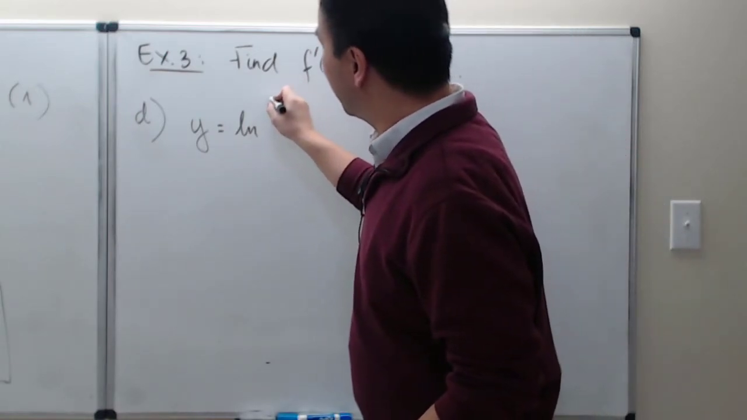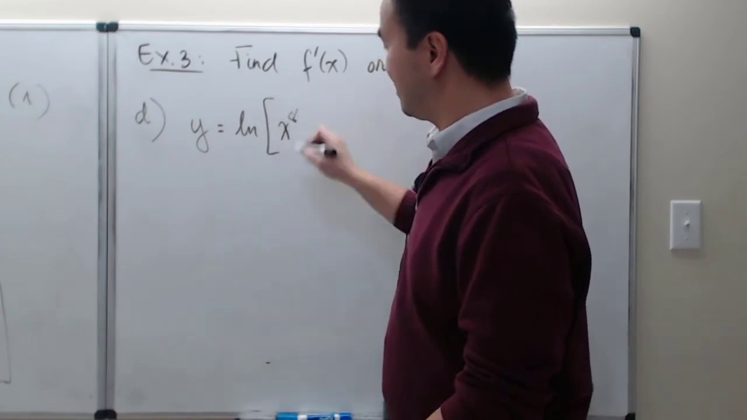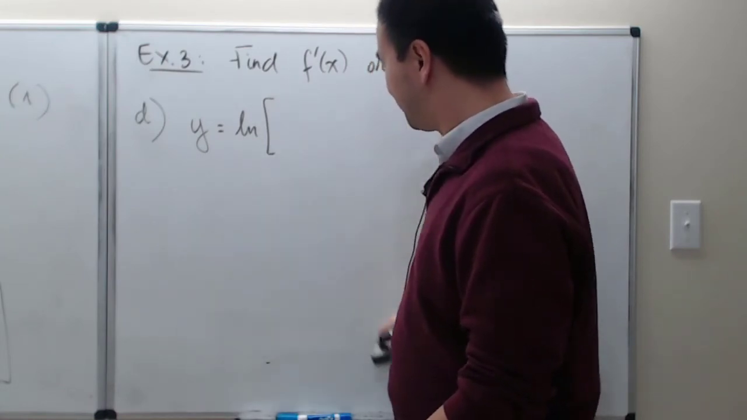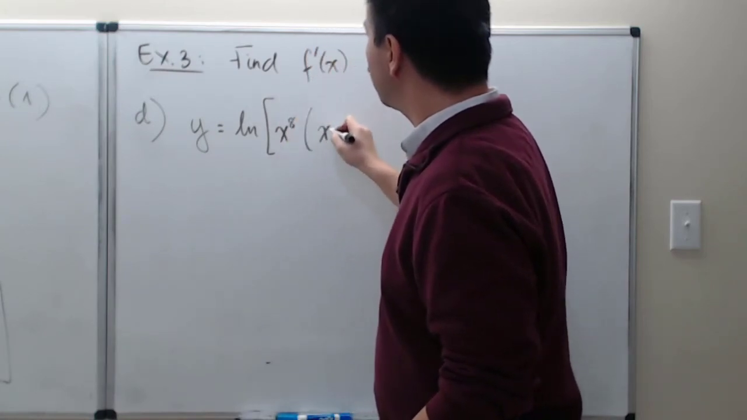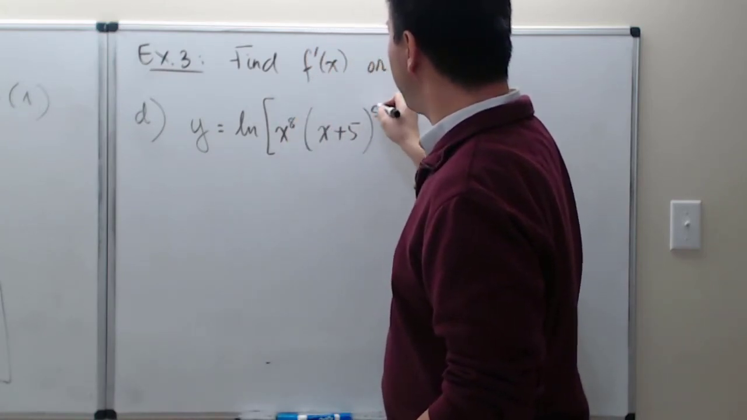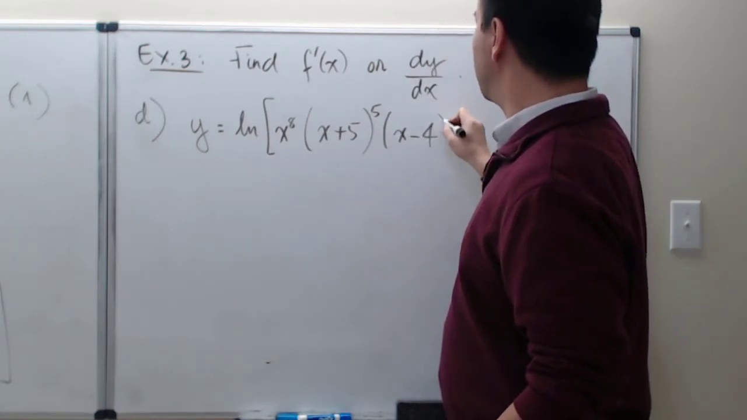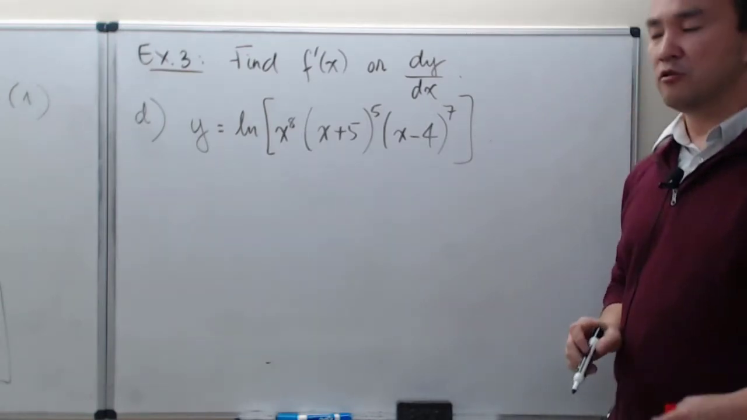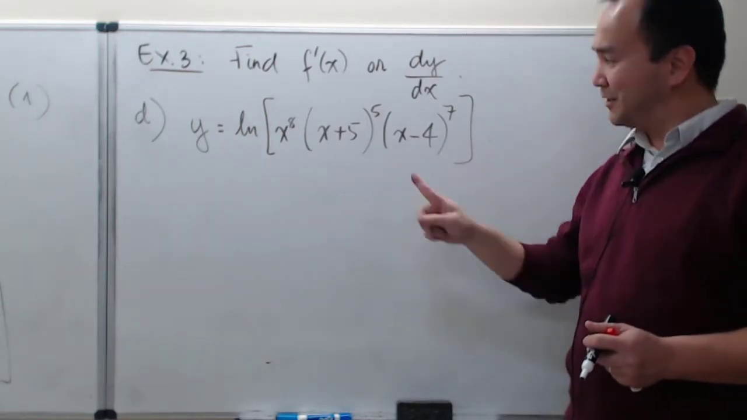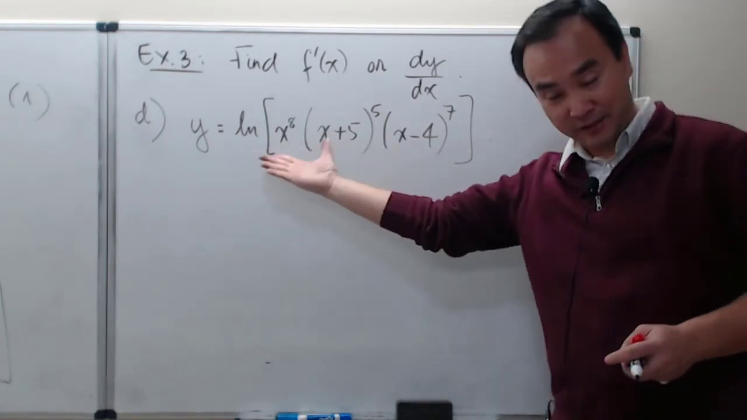But now I'm looking at the natural log of x to the 8th, in product with x plus 5 to the 5th power, in product with x minus 4 to the 7th power. Oh boy, good thing we were not asked to factor something like this, because it's already in factored form.